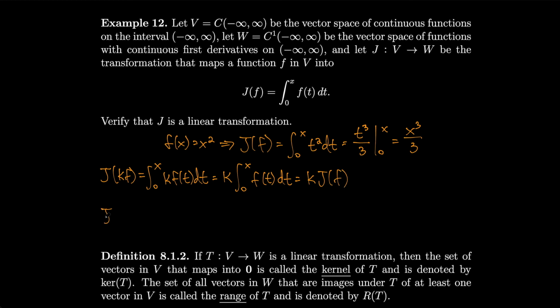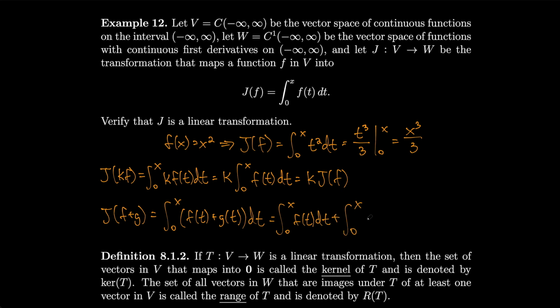Okay, well, let's do J of f plus g. Well, that'll be the integral from 0 to x of f of t plus g of t dt. And remember, integrals are additive, so the integral from 0 to x of f of t dt splits off and adds to the integral from 0 to x of g of t dt, which is just J of f plus J of g. Wonderful.